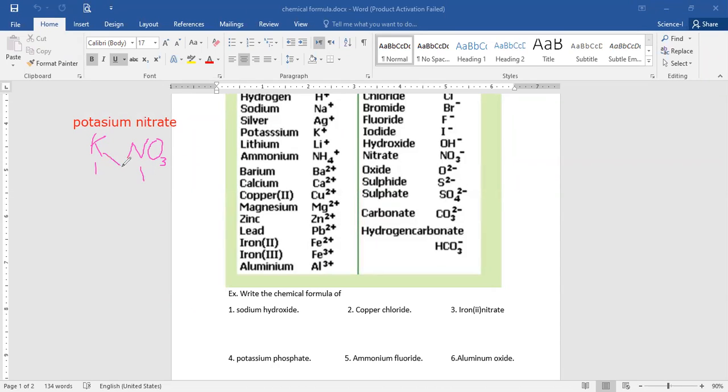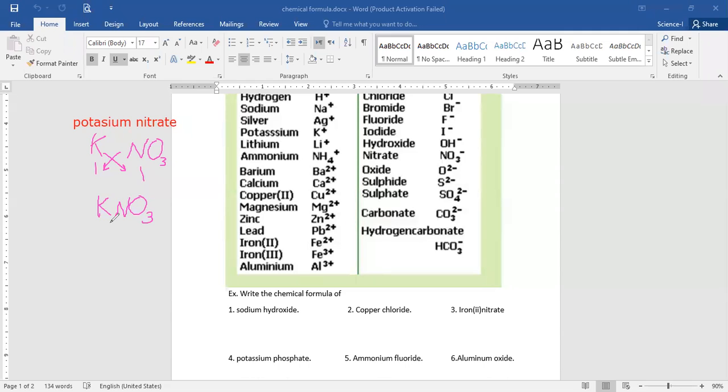So we're going to switch the places. Nothing will happen. So it will be K1NO3 with brackets around 1. We never write the number 1. So it's KNO3, because once we say K, it means 1K. It's not okay to write 1 here.